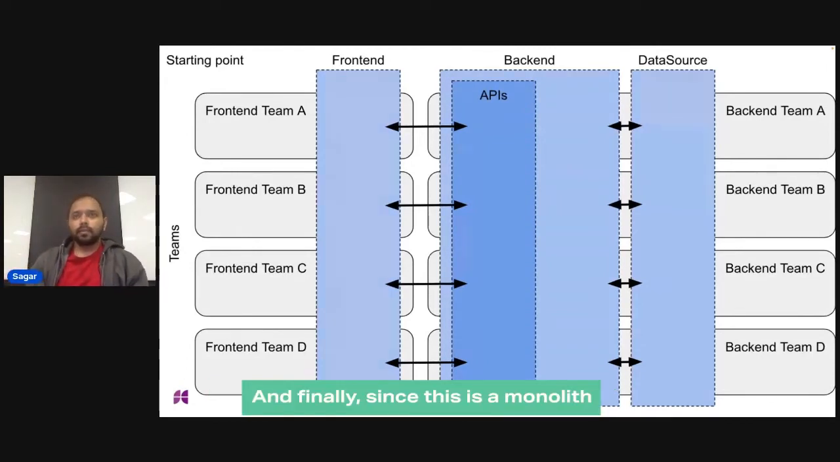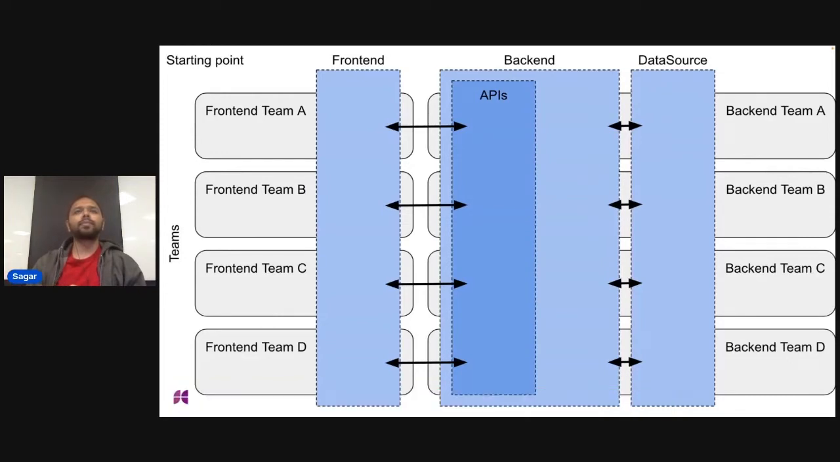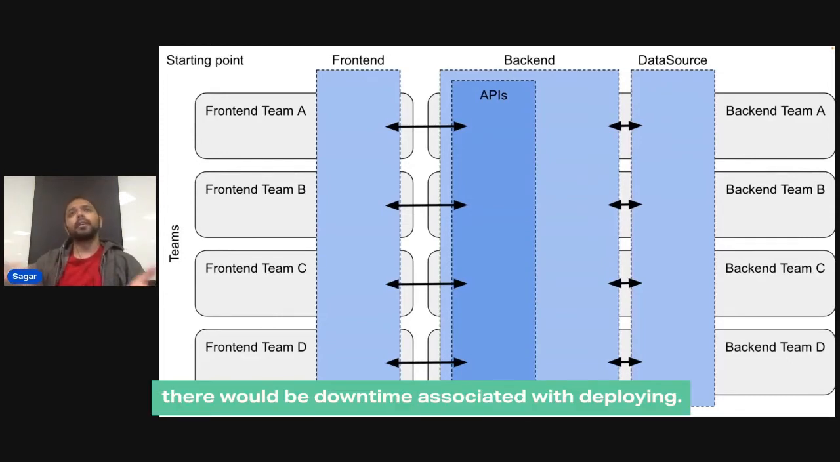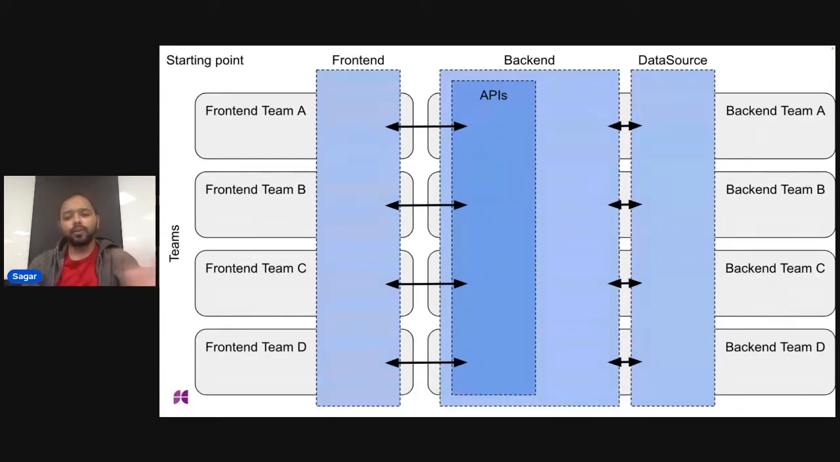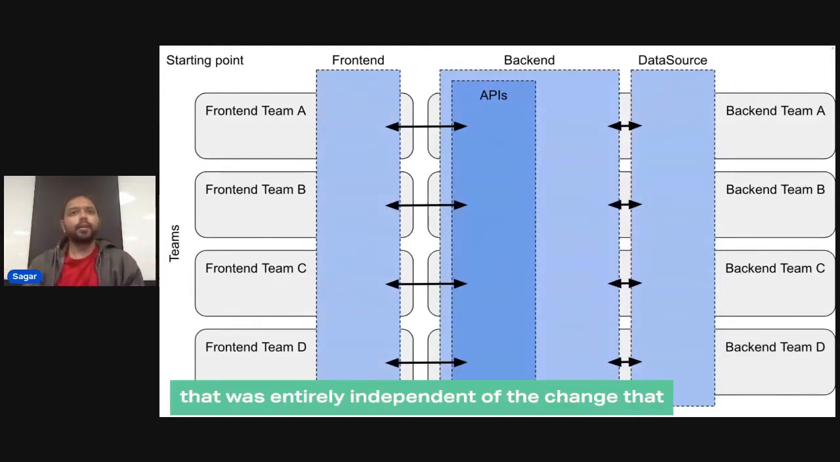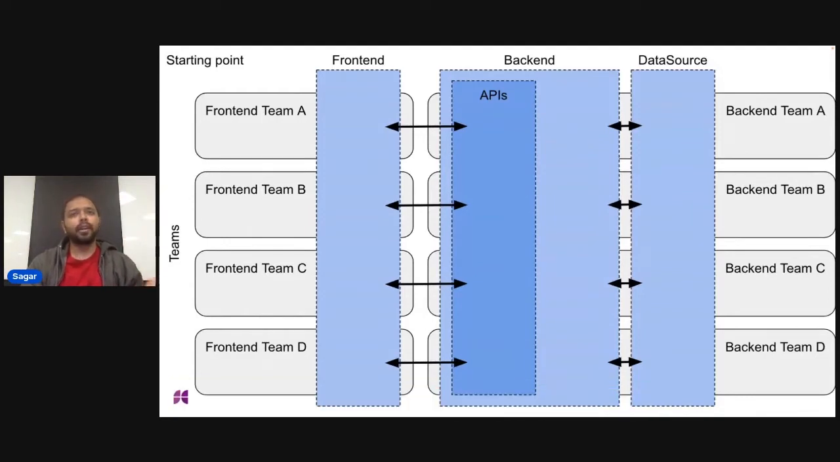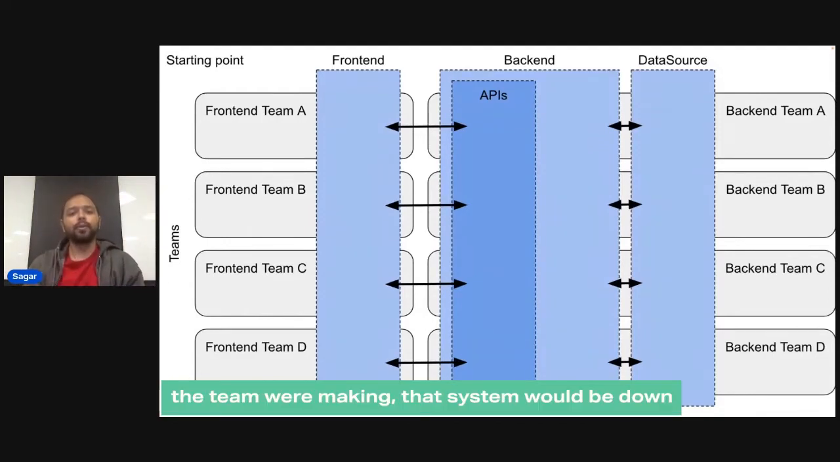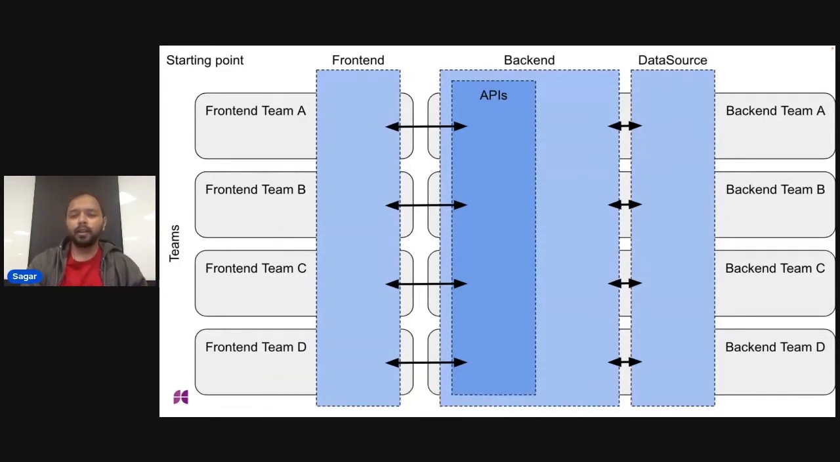And finally, since this is a monolith, there is a high risk when deploying changes because we are deploying everything, even when we are making small changes. Even if it's a tiny bug fix, we will be deploying the entire system, in which case there would be downtime associated with deploying. So even if there was another subsystem that was entirely independent of the change that a particular team was making, that system would be down during the deployment phase.